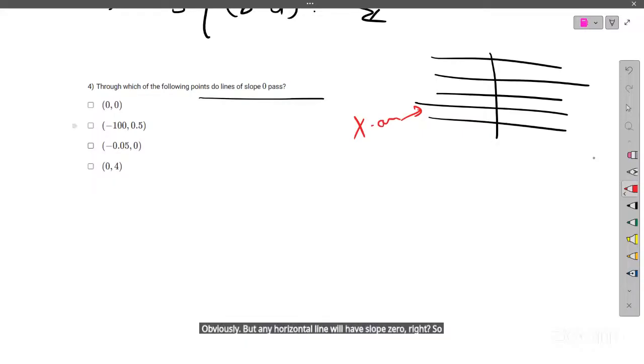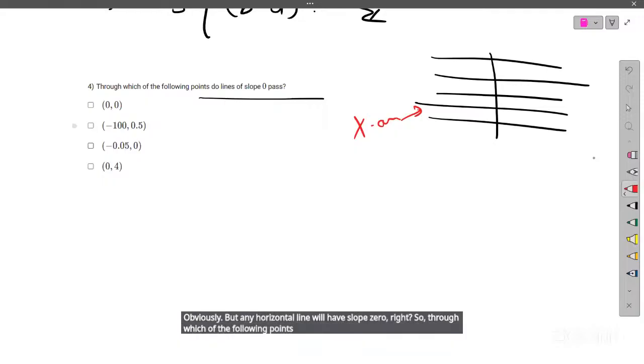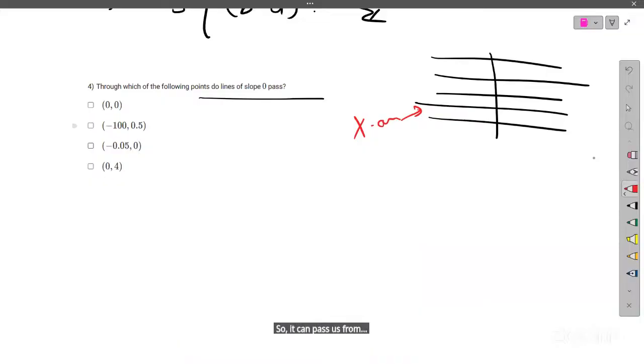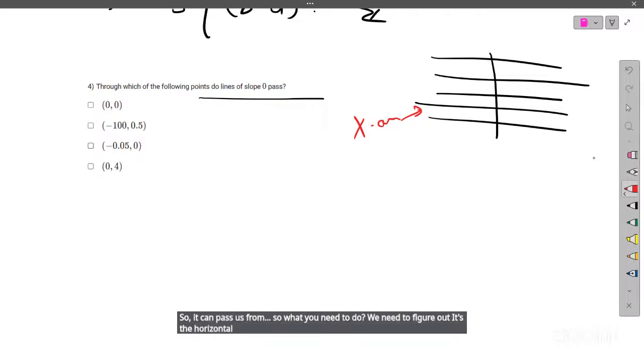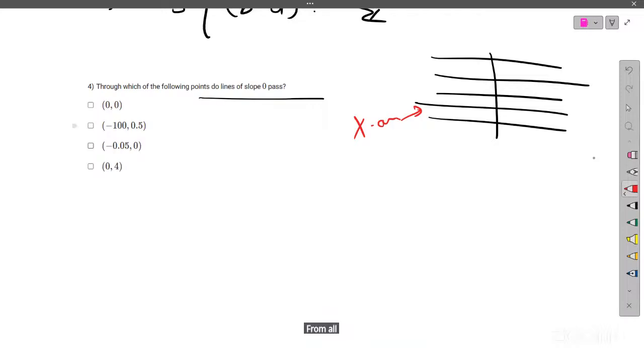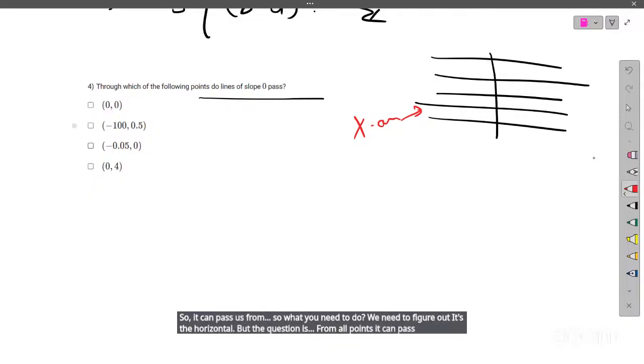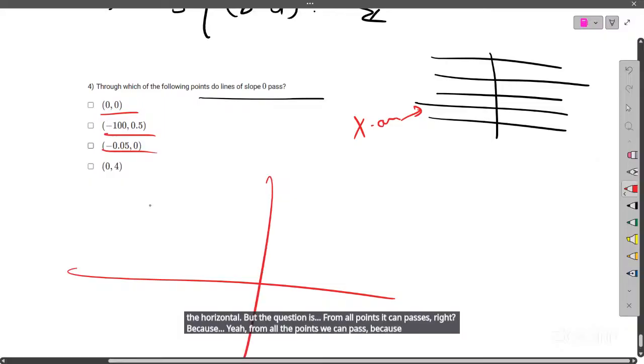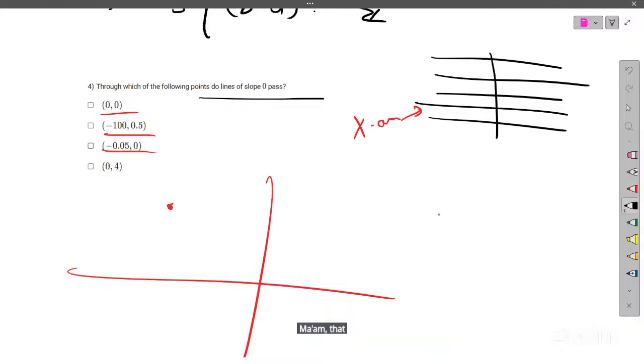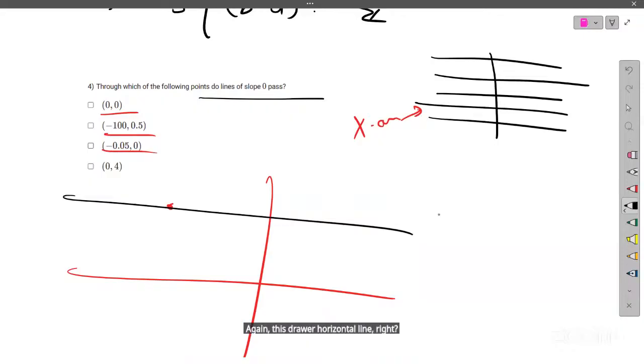So through which of the following points does a line of slope 0 pass? What we need to do is figure out the horizontal line. From all the given points it can pass, because in the plane, whichever dot is given, I can just draw a horizontal line through it, right? So is that clear, Arya?